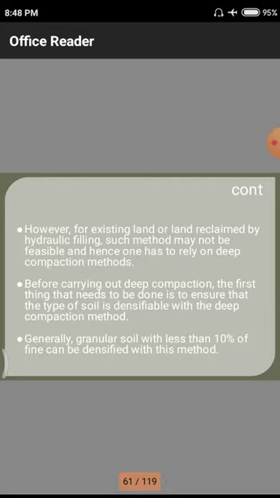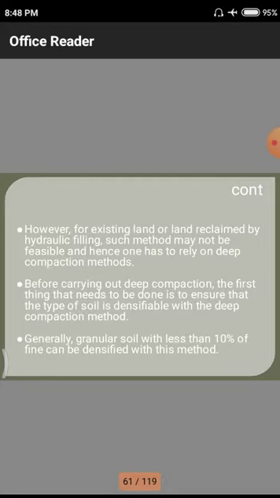Before carrying out deep compaction, the first thing that needs to be done is to ensure that the type of soil is densifiable with the deep compaction method. That means we must know what type of soil is located on the particular land and what method is suitable for densification in that area.